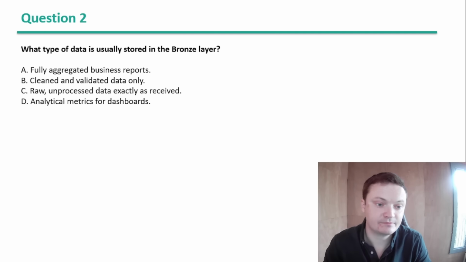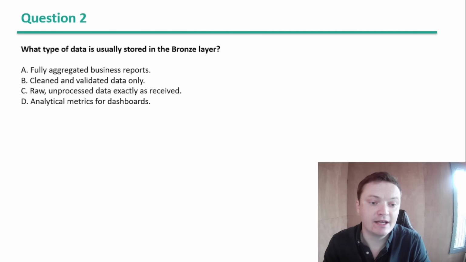Question 2. What type of data is usually stored in the bronze layer? A, fully aggregated business reports. B, cleaned and validated data only. C, raw unprocessed data exactly as received. Or D, analytic metrics for dashboards.